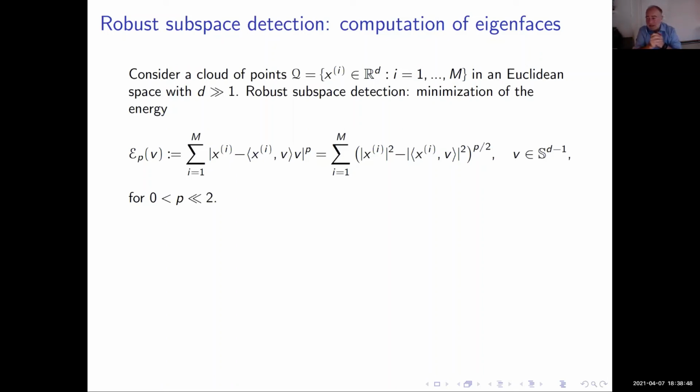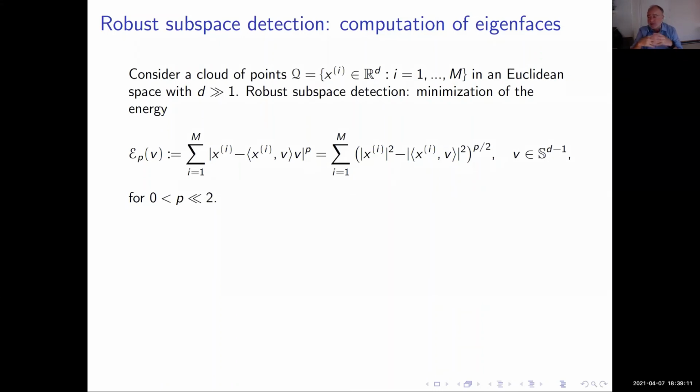But for p less than 2, and in particular p less than 1, this problem becomes very, very difficult, with many local minimizers, and there will be no gradient method that would converge to the global minimizer.